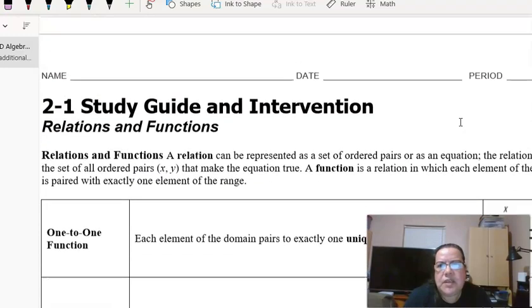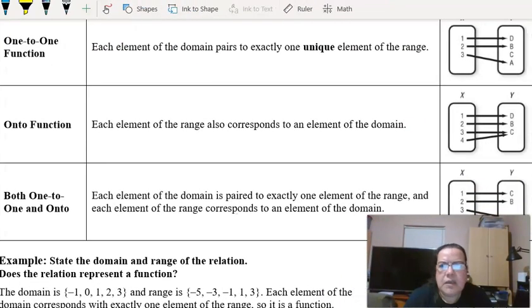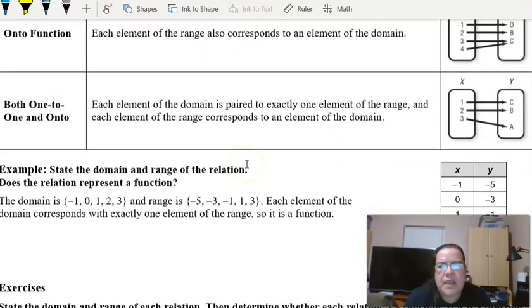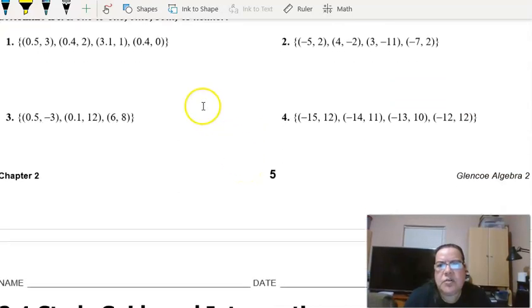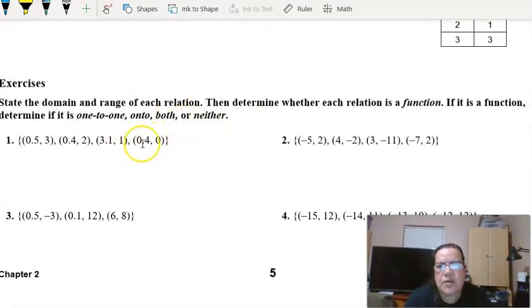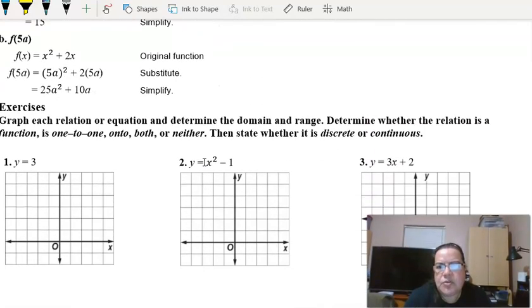Once you get to the study guide and intervention questions, it gives you, again, a little explanation on what is a one-to-one, what is an onto, etc. So read over that information as well. Here you're going to determine, just like I showed you in the example earlier, whether it's one-to-one, onto, both, or neither. Then some of the examples you're going to be given are to graph.